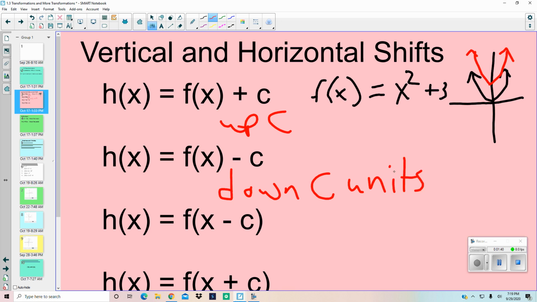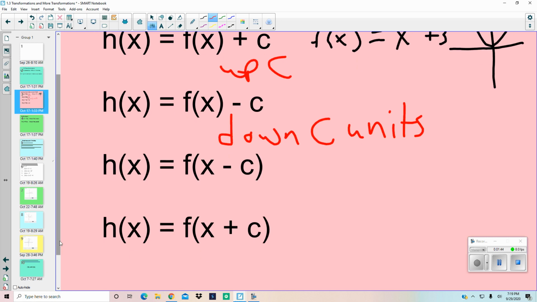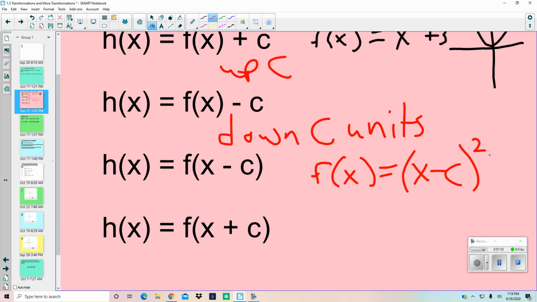And then I'm going to write the word units. And then if it's within the function, so for example, if I have f of x equals x minus c inside, then squared, then subtracting actually moves it right c units, and adding a positive number makes it move left c units. That looks like all one word. I didn't mean to do that. Not sure what's wrong with me tonight, folks.